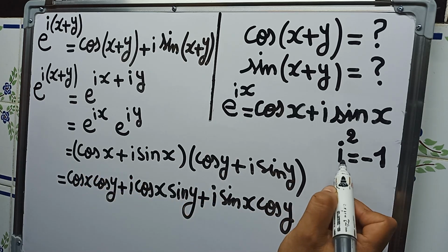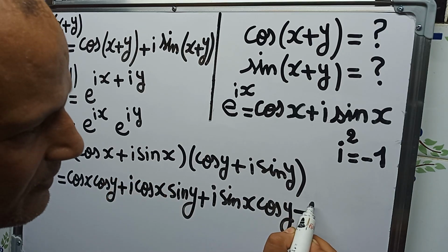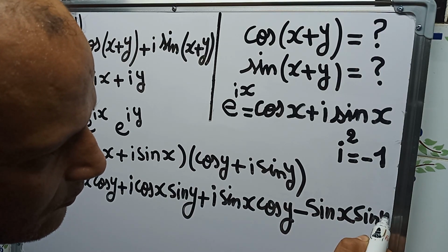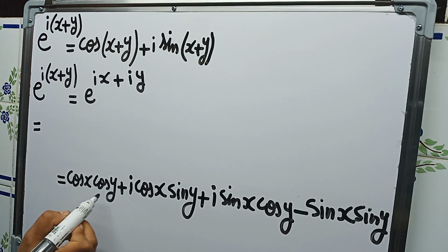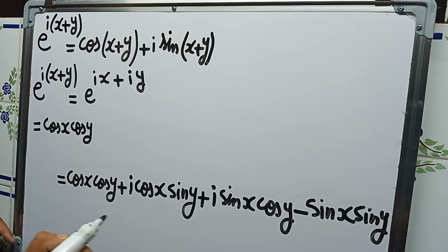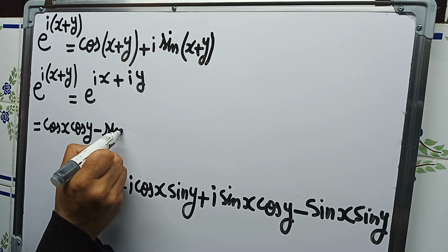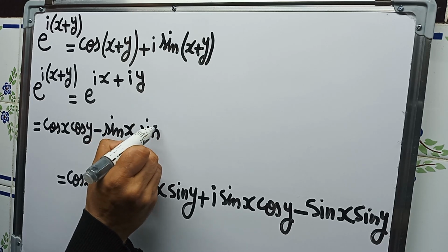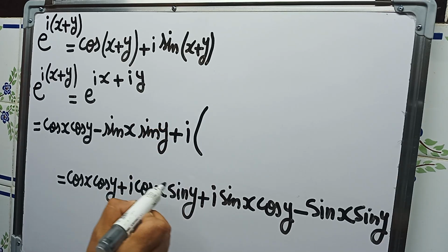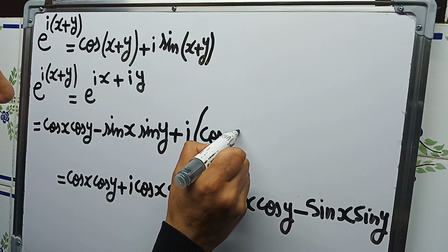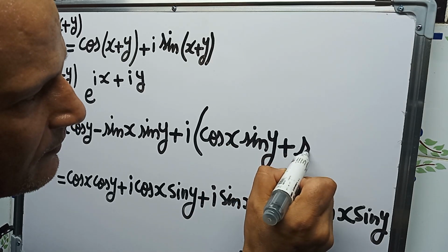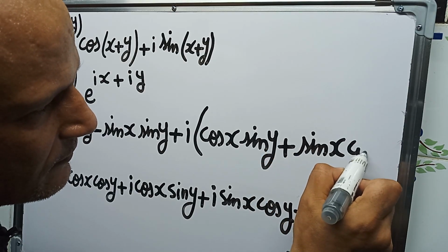But i times i is i squared, which is equal to minus 1. So minus sine x sine y, which is equal to, here starting with the real part, cosine x cosine y minus sine x sine y, plus, factoring with i, cosine x sine y plus sine x cosine y.